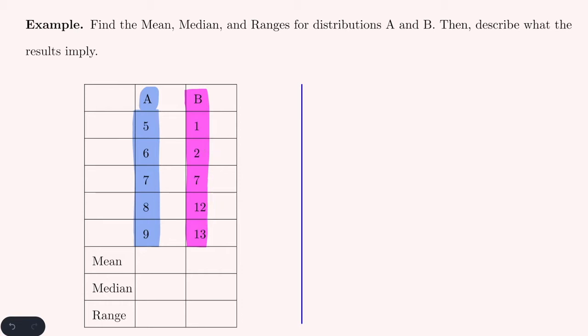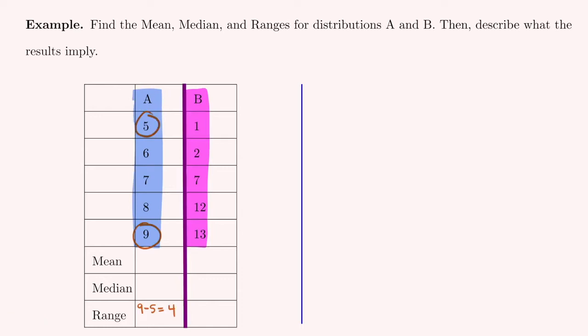We know the range takes the highest value in one and subtracts it from its lowest value. So the range will be 9 minus 5, which is 4 for data set A. And then to find the range for data set B, we will still take the highest minus the lowest. For B, the highest is 13 minus the lowest of 1, and that gives us a range of 12.